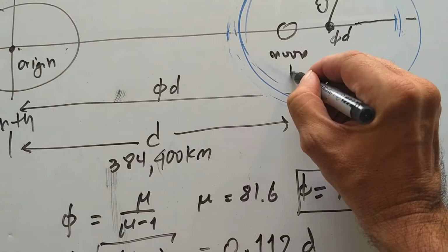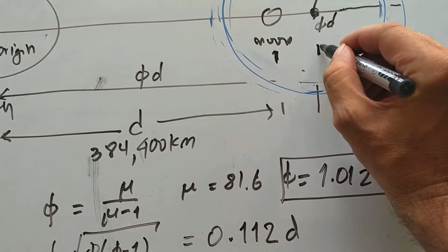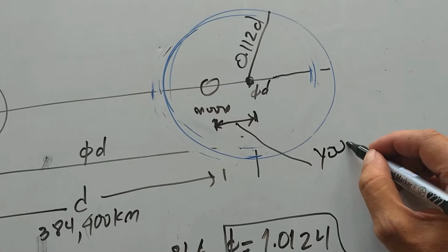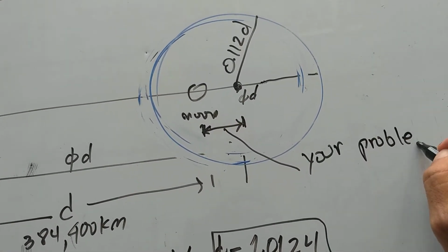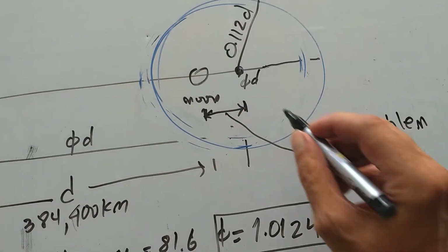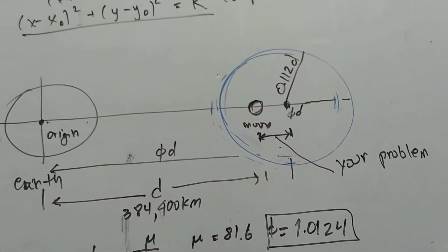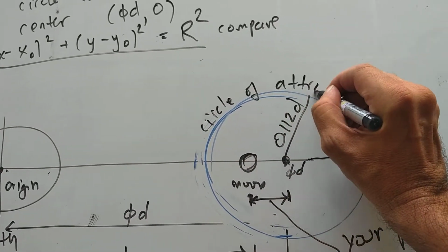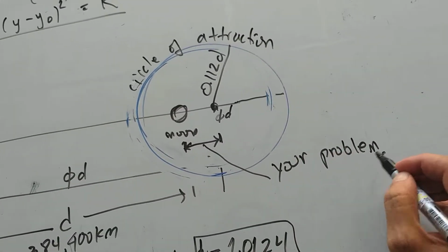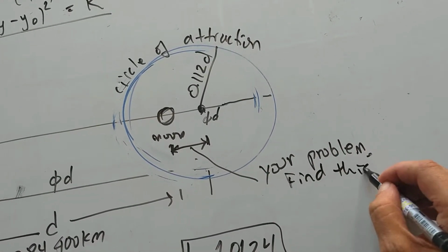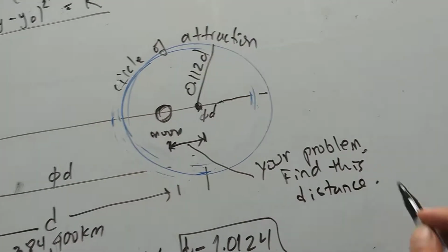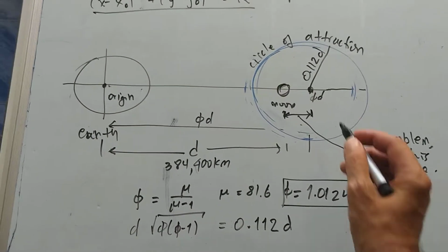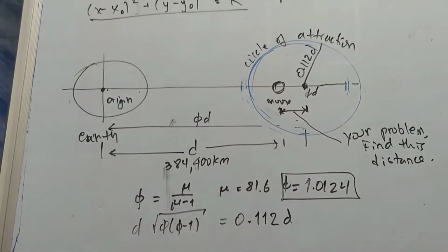Now, I want to figure out some other things. First, actually, this is what you're going to do. So your problem, your homework, is to find the distance between the Moon and the center of the circle of attraction. Okay, so find this distance. You tell me what it is. Send me a message. Use basic geometry. Try to find that distance.